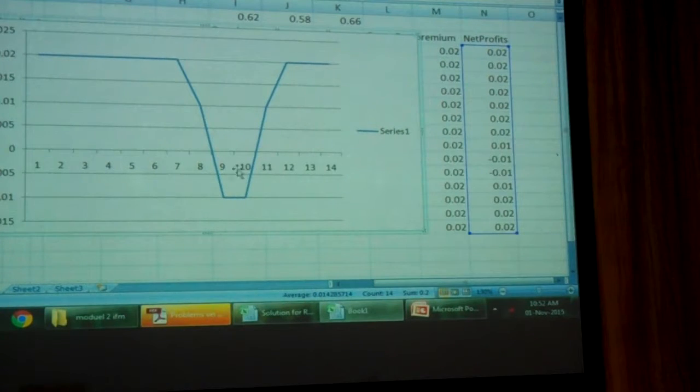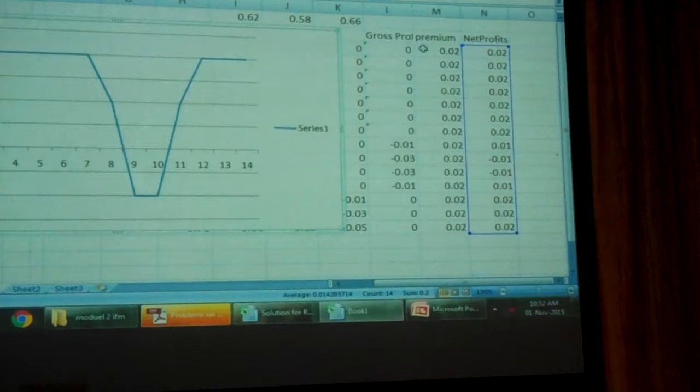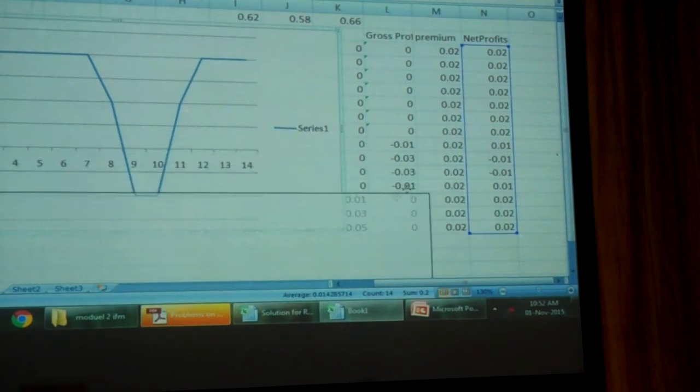So what is the maximum loss you had in this entire process? What is the maximum negative number? Where do you see? Minus 0.01. See the volatility we have shown. From 0.45 to 0.70 we have taken, right?